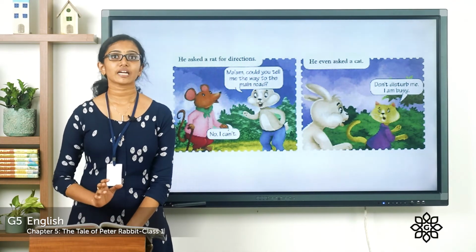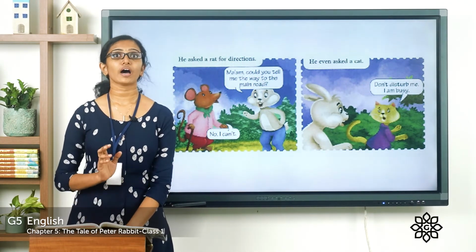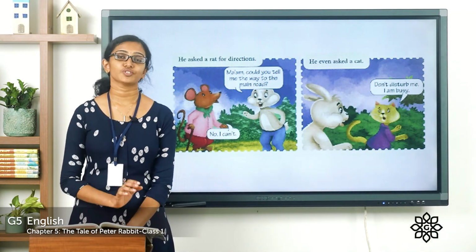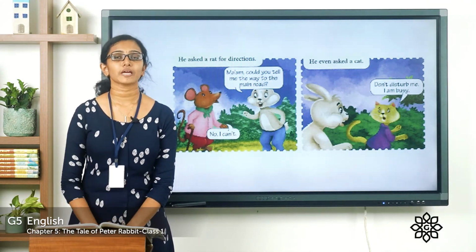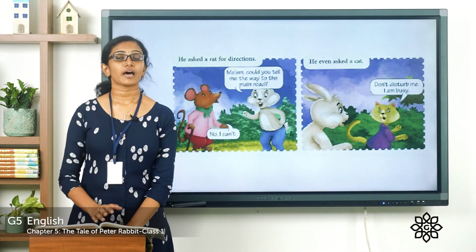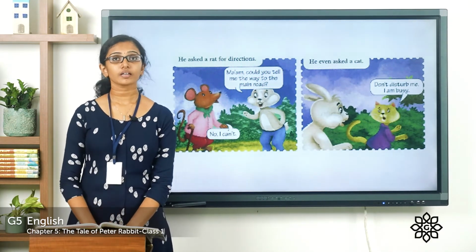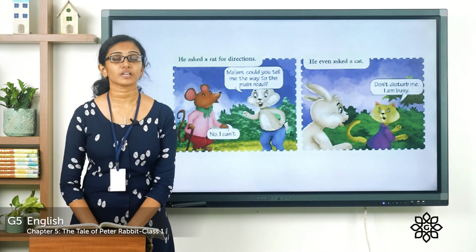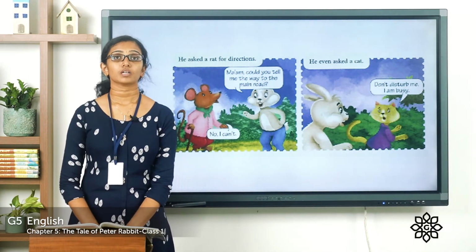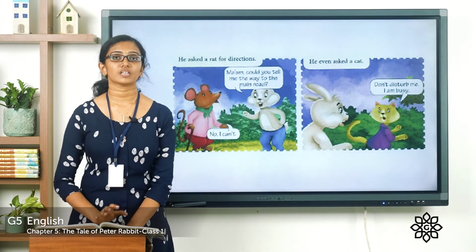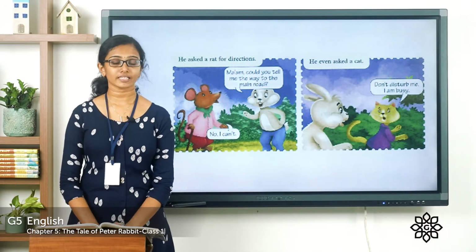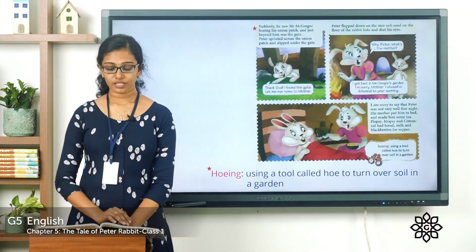So he was trying to get out of the garden and he saw a rat in the garden. And he asked this rat if she could help him to get to the main road. But then the rat replied that she cannot help him. And Peter even asked a cat if he could help him. But even the cat told him that he is busy and he is not able to help him. So what happened next?